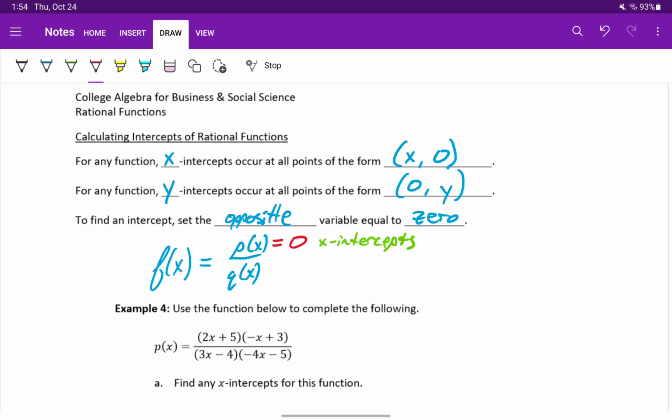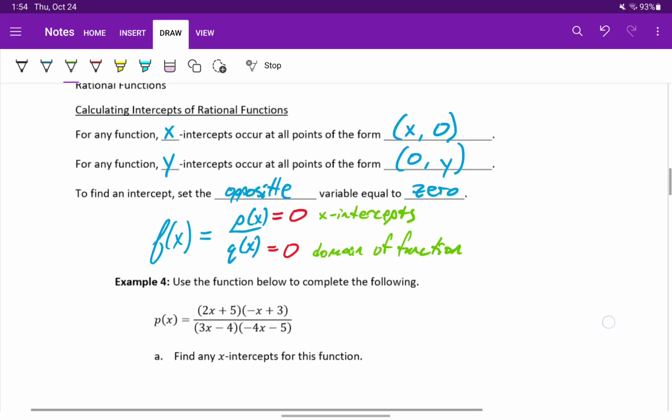and then separate from that, we will still set the denominator equal to 0 to determine the domain of the function, to make sure that any intercepts that we find are within the domain of the function. In order for an intercept to exist, it must be within the domain. And we'll see some examples of what we mean by that.